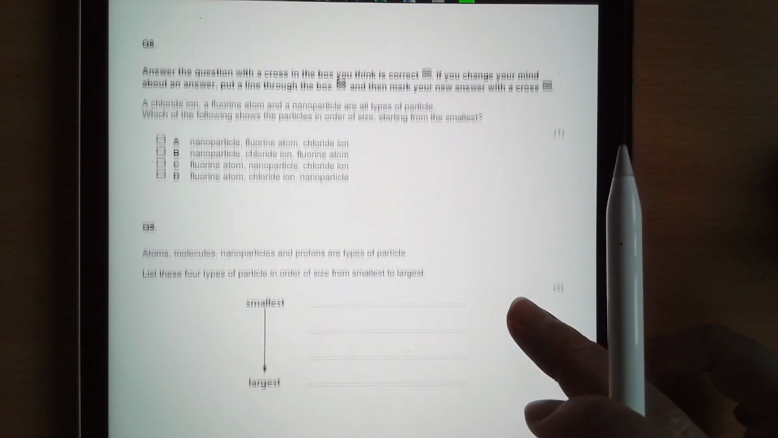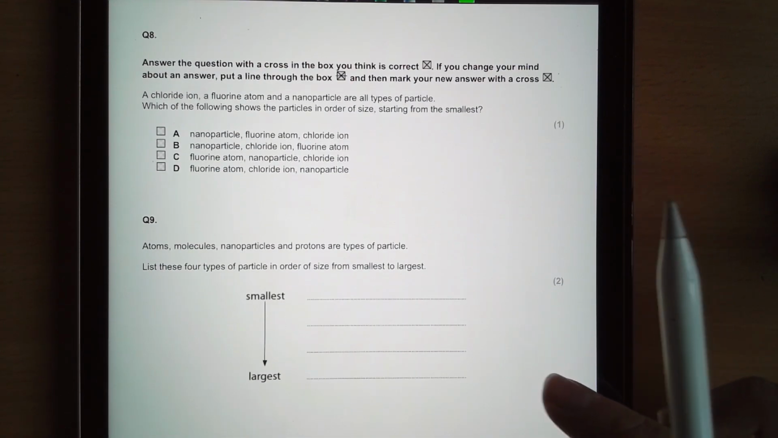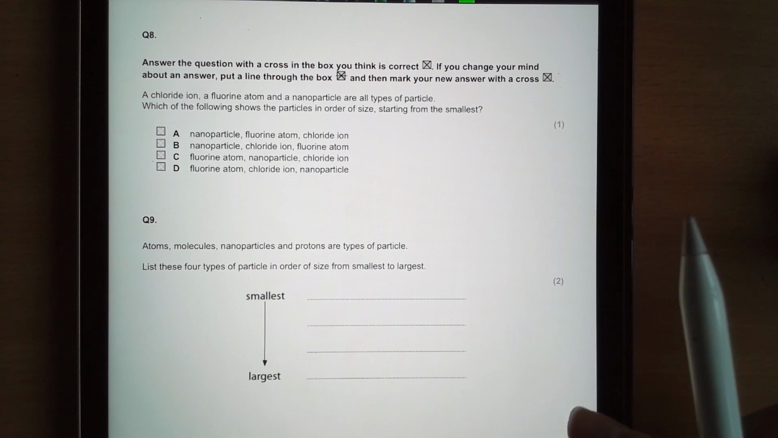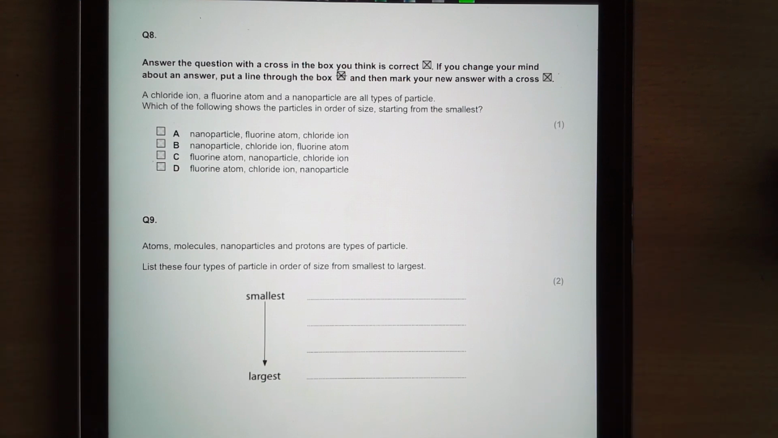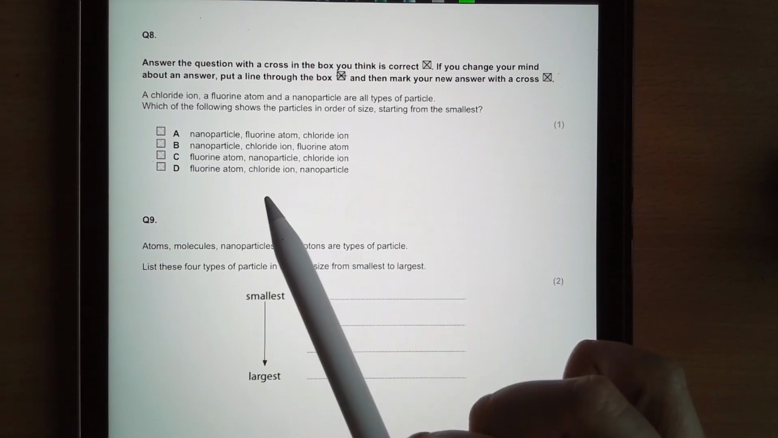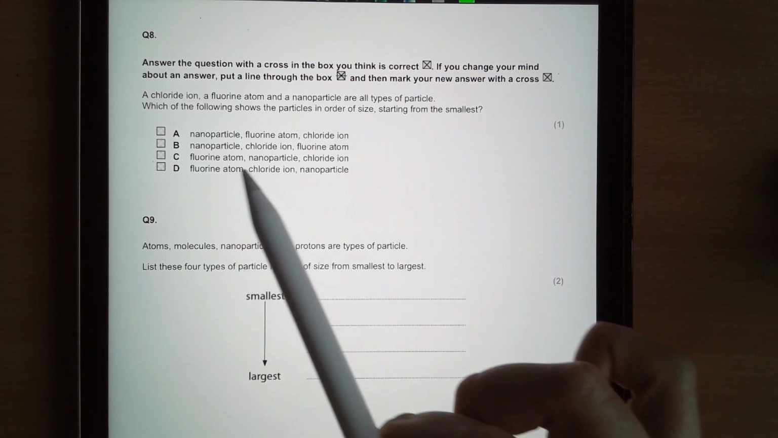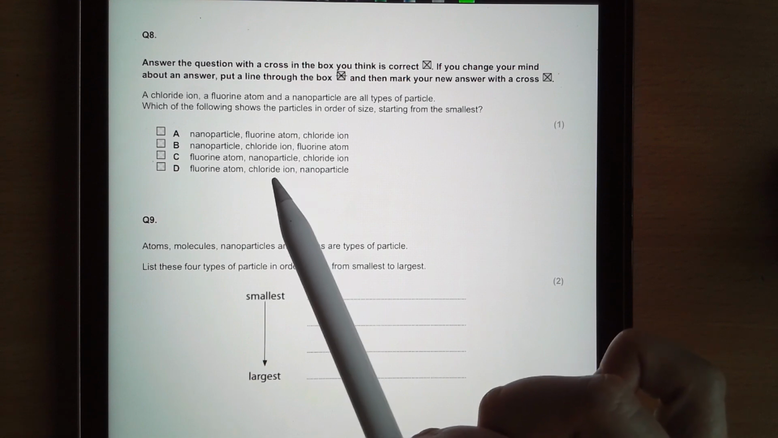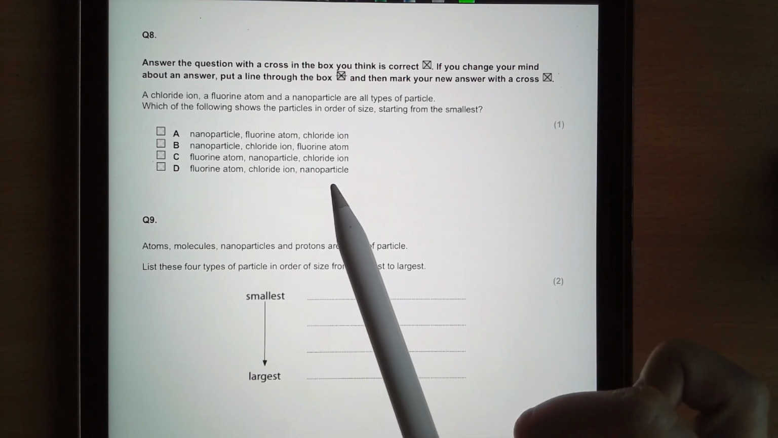They also love to ask you about size, putting things in order of size. The first sentence of your booklet will say, nanoparticles are bigger than atoms and molecules, but smaller than pretty much anything else. So here you've got a fluorine atom, you've got a chloride ion. Both of them are smaller than the nanoparticles. Your answer is going to be D.